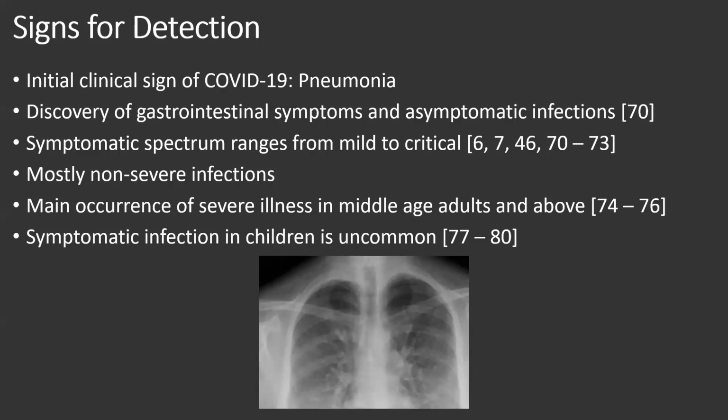Severe illness can occur in healthy individuals of any age, but it mainly occurs in older adults or those with underlying medical comorbidities. For age, adults who are middle-aged and above are most commonly affected, with older adults having possibly more severe disease and increased mortality. So symptomatic infection in children appears to be relatively uncommon. When it occurs, it is usually mild, although severe cases have also been reported.